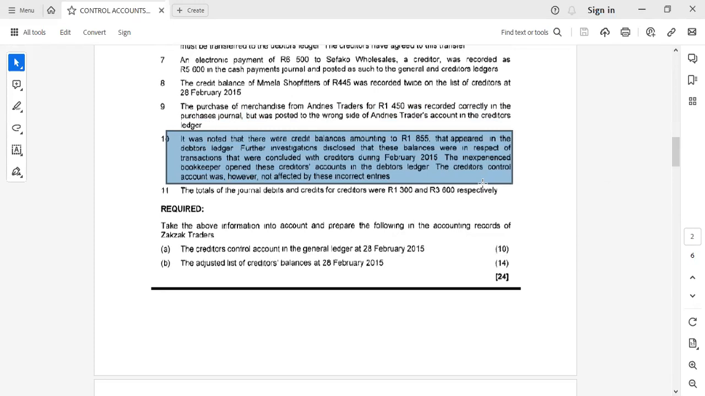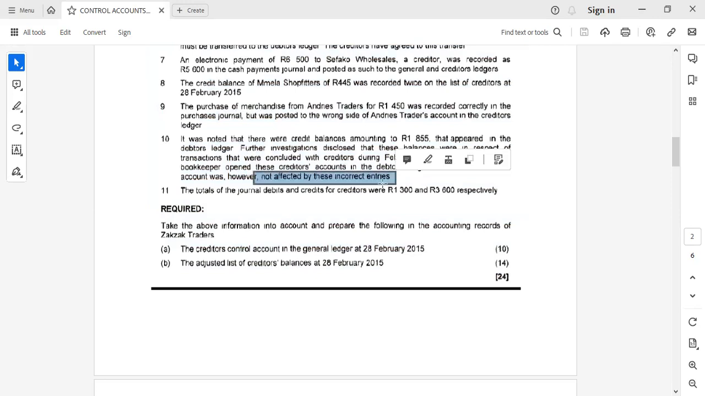Furthermore, further investigation disclosed that these balances were in respect of transactions that were concluded with creditors during February 2015. The inexperienced bookkeeper opened these creditors' accounts in the debtors ledger. The creditors control account, however, was not affected by this incorrect entry. So if the creditors ledger is correct, it's not affected, so we don't correct anything in the control account, because they are saying it was not affected.